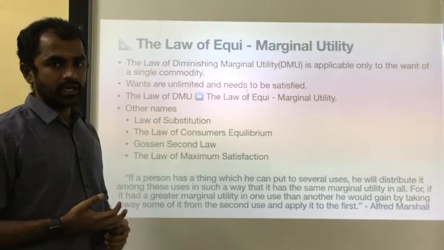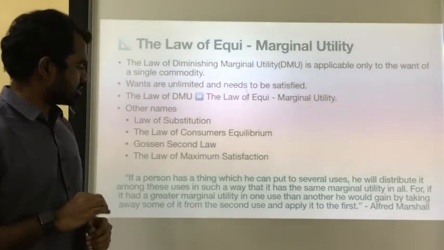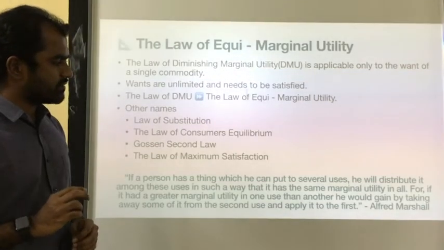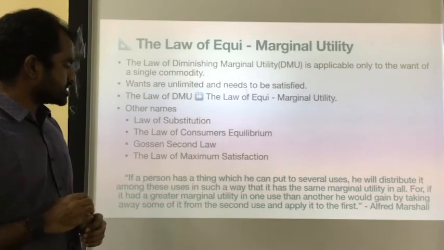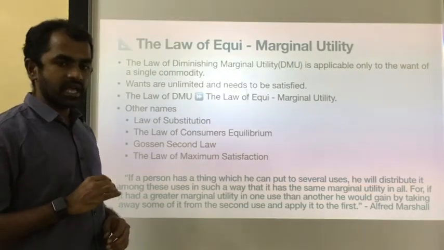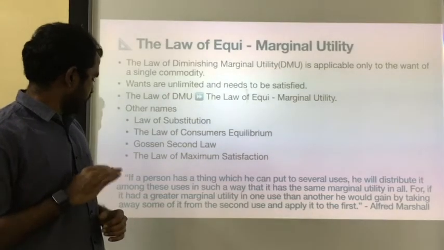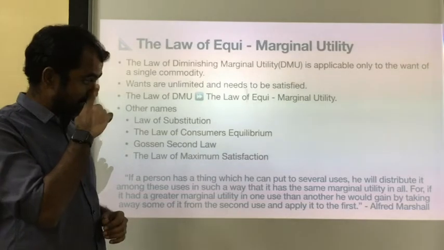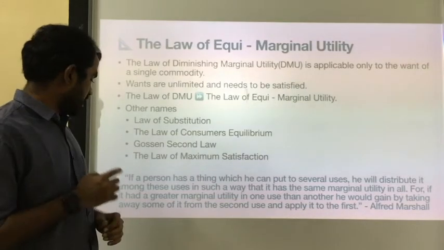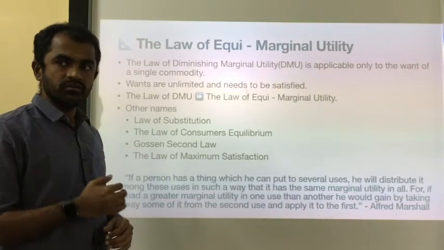So, what he explains about this law is, if a person has a thing which he can put to several uses, he will distribute it among these uses in such a way that it has the same marginal utility in all. For if it had a greater marginal utility in one use than another, he would gain by taking away some of it from the second use and apply it to the first.